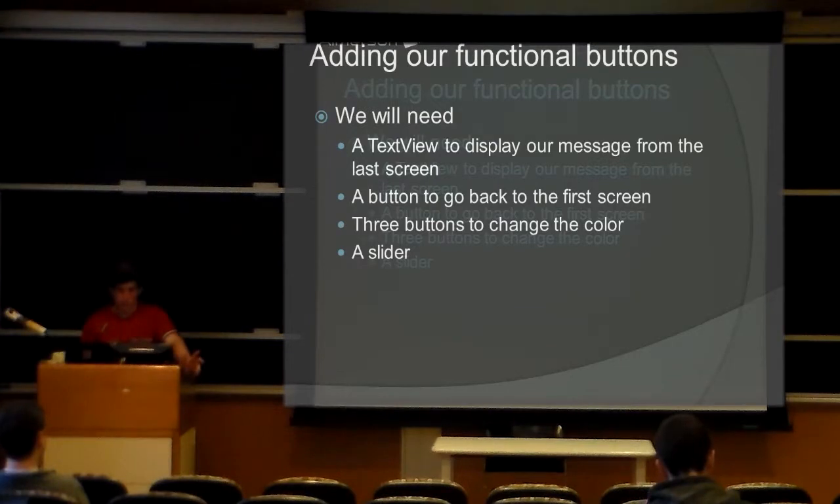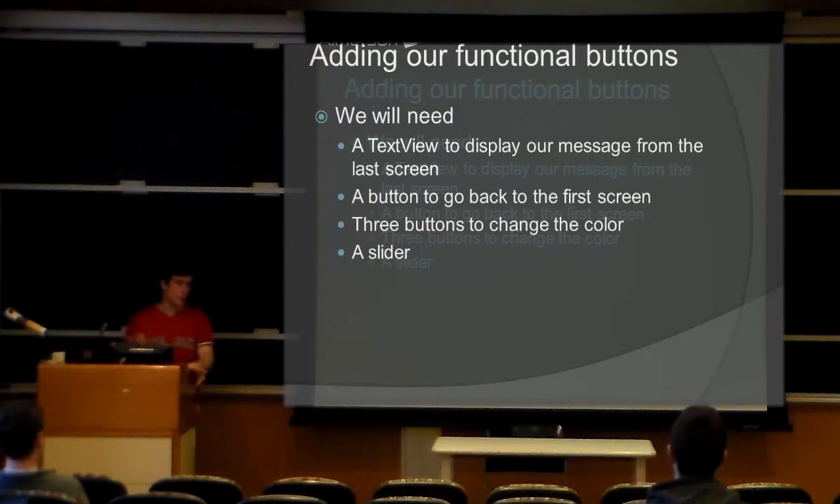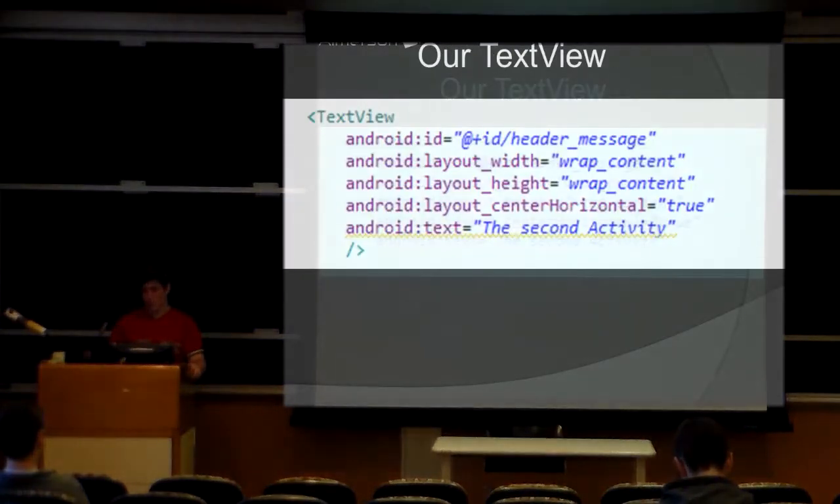So we're going to need a text view, which is just basically a text box to display our message that we'll be sending from the last screen. We need a button to go back to the last screen. Actually, I didn't have that. And 3 buttons that we're going to use to change background color, and we won't be able to start it today.